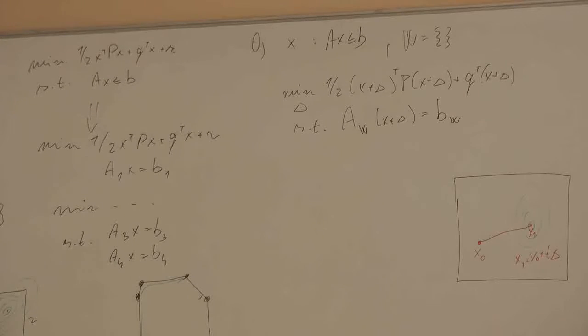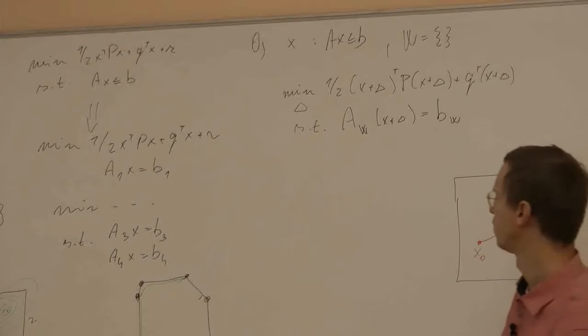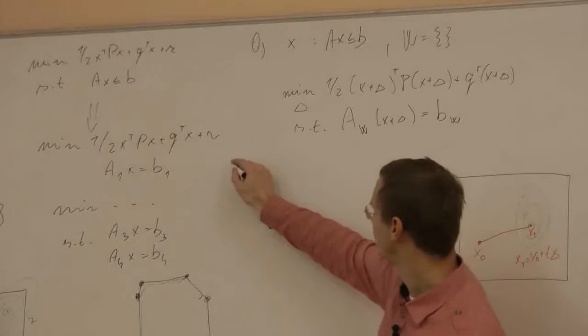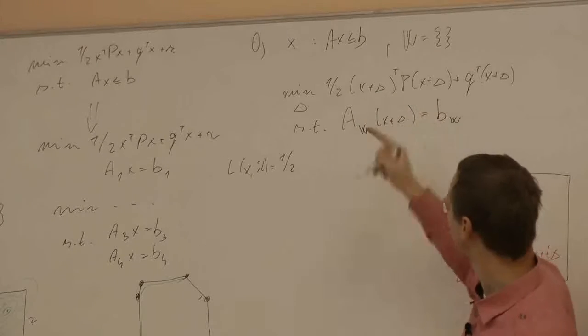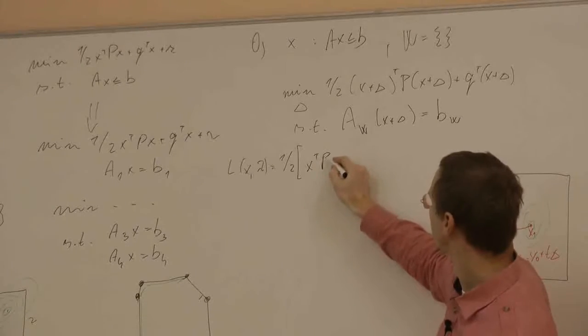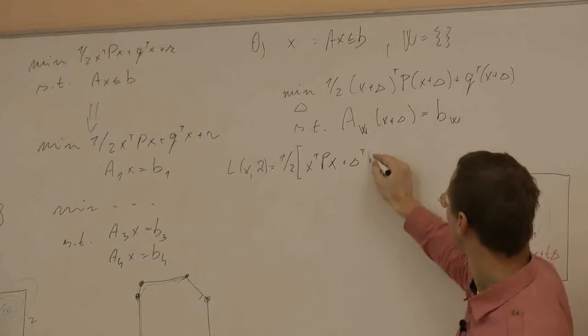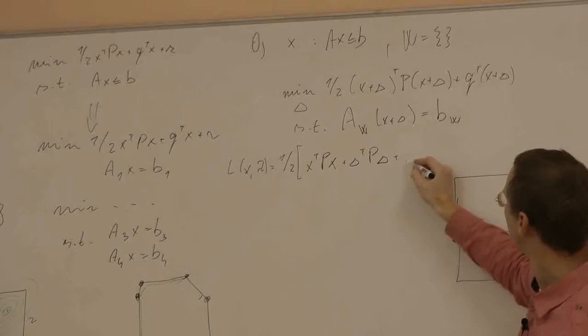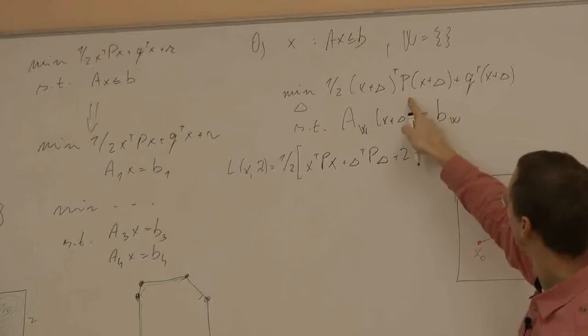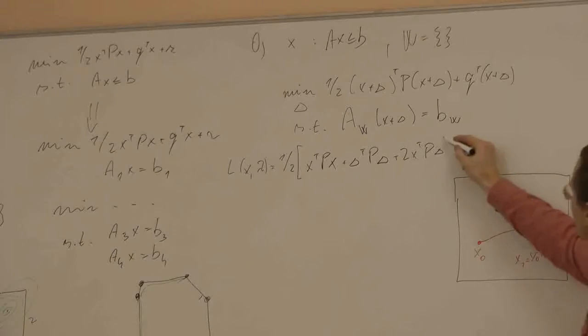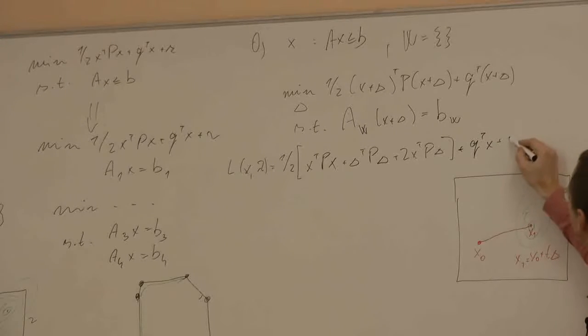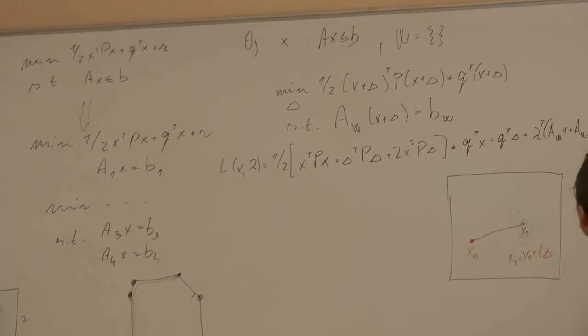Now, how can we find the delta which minimizes this objective function subject to these constraints? We solve the KKT system. So what would be the KKT system? We need to write the Lagrangian, right? So what's the Lagrangian of this problem? It's 1/2, let me expand that. Okay? So we have x transpose Px, that's from here. We have delta transpose P delta, and we have x transpose P delta, right? Now we have plus q transpose x plus q transpose delta plus lambda transpose times (A_W x plus A_W delta minus b_W).